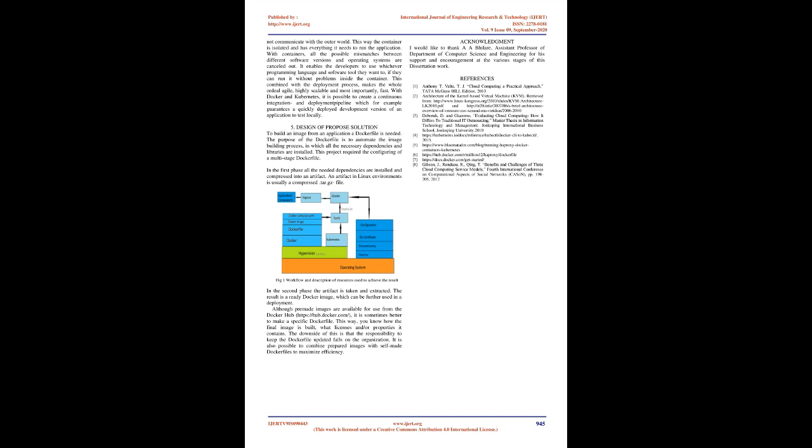5. Design of proposed solution. To build an image from an application, a Dockerfile is needed. The purpose of the Dockerfile is to automate the image building process, in which all the necessary dependencies and libraries are installed. This project required the configuring of a multi-stage Dockerfile. In the first phase all the needed dependencies are installed and compressed into an artifact. An artifact in Linux environments is usually a compressed .tar.gz file.